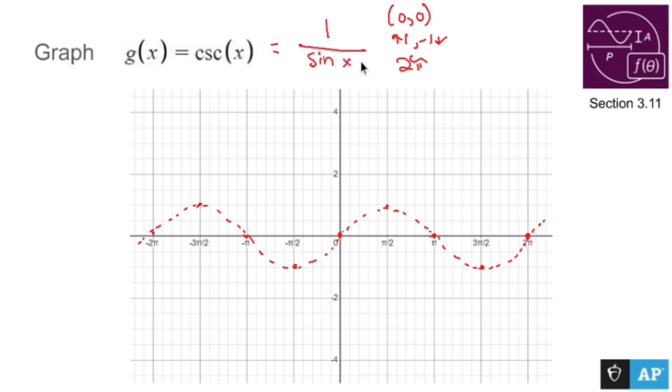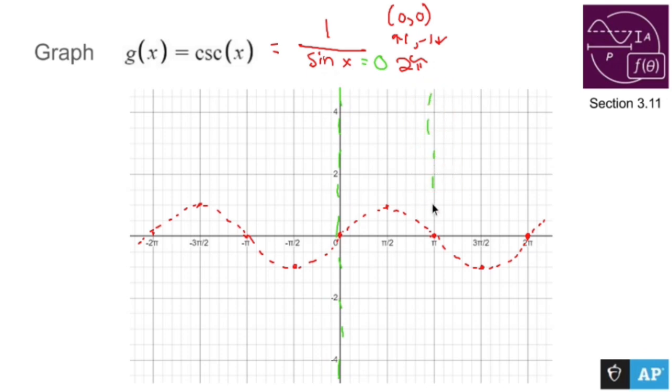What's very important that I understand here is I have an x in the denominator, which means there's going to be a point, literally, and several of them, where sine of x is going to equal 0. Whenever sine of x equals 0, that means cosecant has a vertical asymptote. That just means that sine x is 0 at these moments right here where it crosses the x-axis.